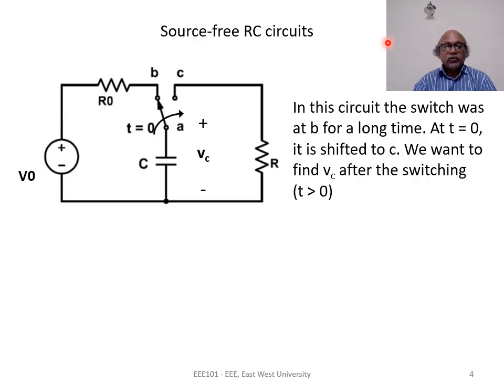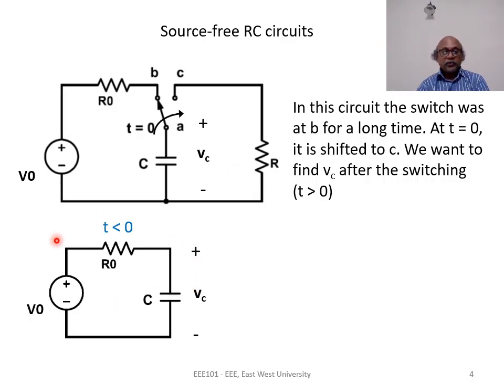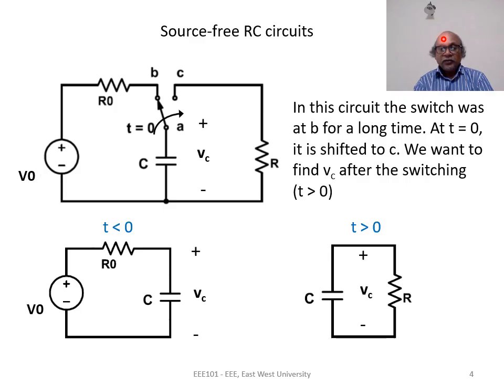So we draw the two circuits separately for t less than 0 and for t greater than 0. This is the circuit for t less than 0. We always look at that part of the circuit which contains the capacitor. And for t greater than 0, this is the circuit. You can see that for t less than 0, there is an independent source in the circuit, but there is no independent source in the circuit for t greater than 0. That's why this is called a source-free RC circuit.